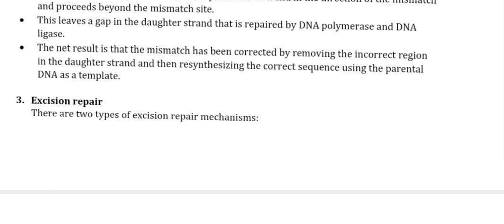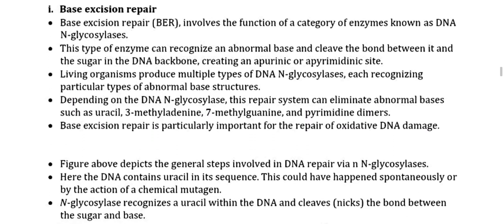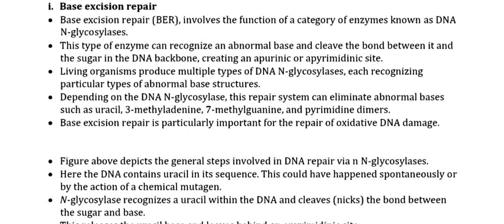Excision repair. There are two types of excision repair mechanisms. First, base excision repair. Base excision repair, or BER, involves the function of a category of enzymes known as DNA N-glycosylases. This type of enzyme can recognize an abnormal base and cleave the bond between it and the sugar in the DNA backbone, creating an apurinic or apyrimidinic site. Living organisms produce multiple types of DNA N-glycosylase, each recognizing particular types of abnormal base structures.